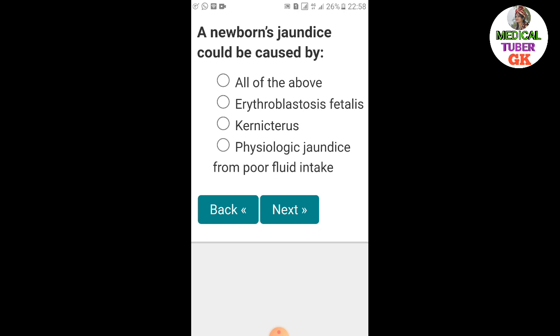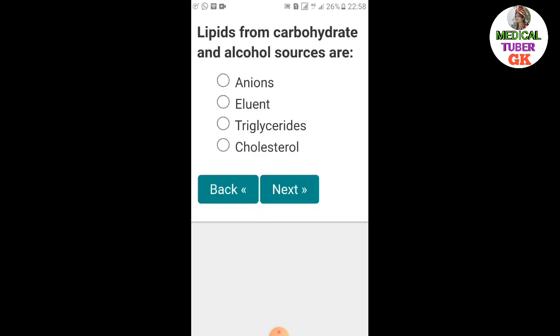A newborn jaundice could be caused by all of the above: erythroblastosis fetalis, carnivorous and physiologic jaundice. The correct answer is all.